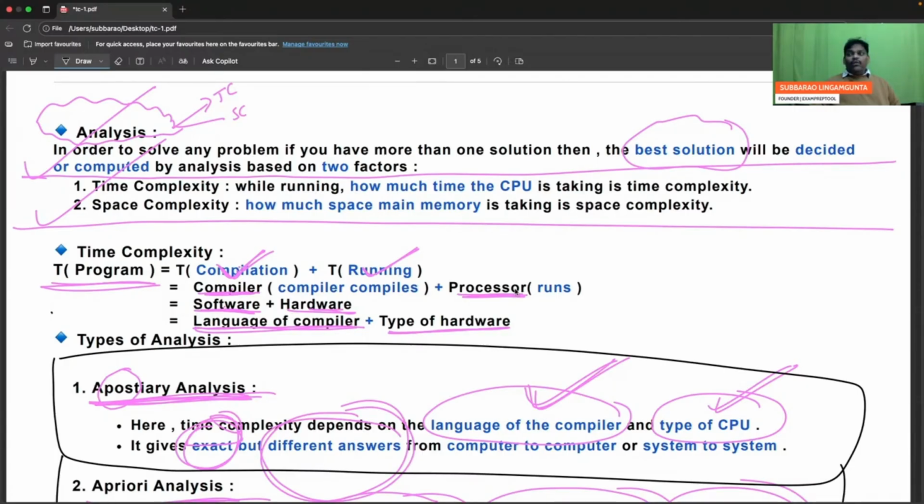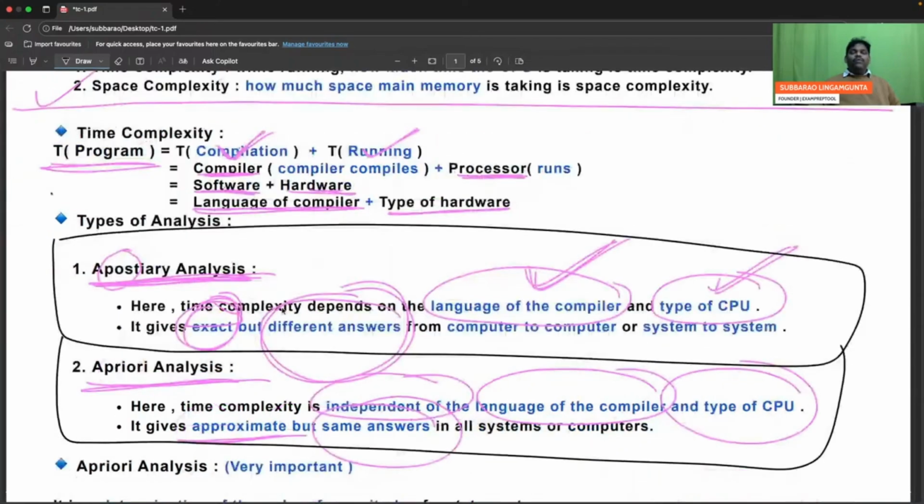So how do you find the best algorithm? Based on two factors: time complexity and space complexity. Next question, how to find time complexity? Time complexity is based on how much time for compilation and how much time for running. Compilation is based on the compiler, which is a software, which is nothing but a programming language. So time complexity is compilation plus running. Compilation time is based on the language of compiler, meaning in which language the compiler is written. Next, running is based on the processor, which type of CPU you are using.